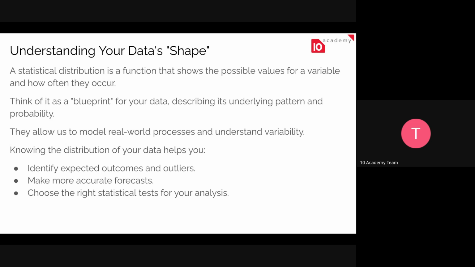Knowing the distributions and understanding the shape of the data will help you with identifying unexpected outcomes and outliers. If there are any outliers, you will immediately know them. You make more accurate forecasts and have a better hypothesis, and choose the right statistical test for your analysis. This is very crucial because it's going to be a slippery slope. If you miss this, you're going to miss a lot of things because it depends on your knowledge of the data.